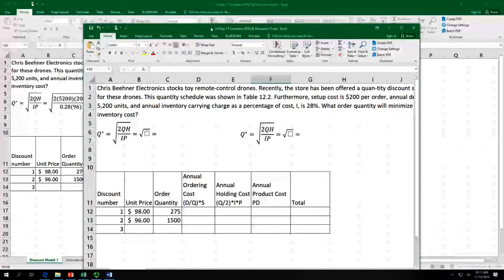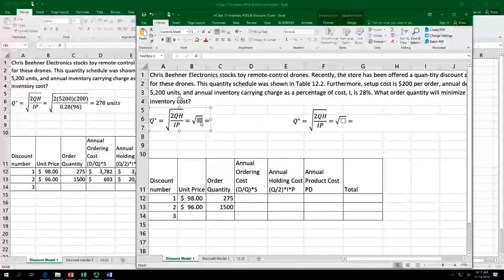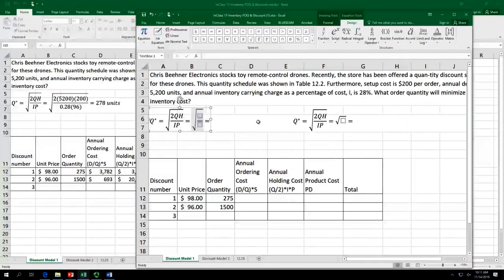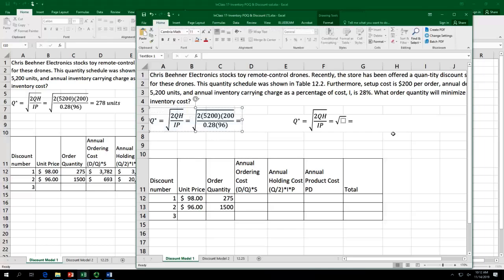And the first step, use the equation and find out all of these Q stars. So it is 2 times 5200 times 200, this 200 is the setup cost, divided by your holding cost, 0.28 times 96. So this is trying to find out a Q star. And this one is 278. 278 units, you cannot use the 96.